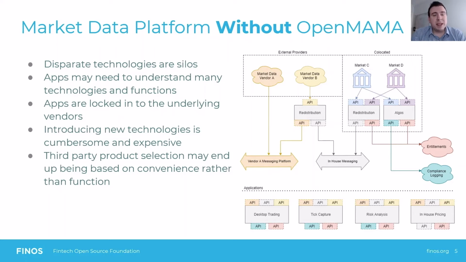So you end up picking third parties and technologies based on, okay, what's gonna not make my life a misery whenever I go to deploy this, as opposed to what is actually the best product to solve the problem that I'm facing at the minute. So that's what the market data platform looks like at the moment whenever there's no OpenMAMA involved anywhere.